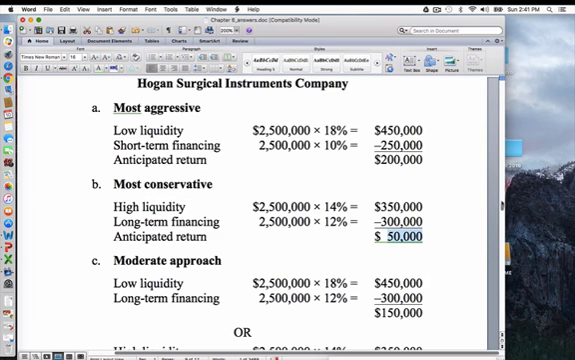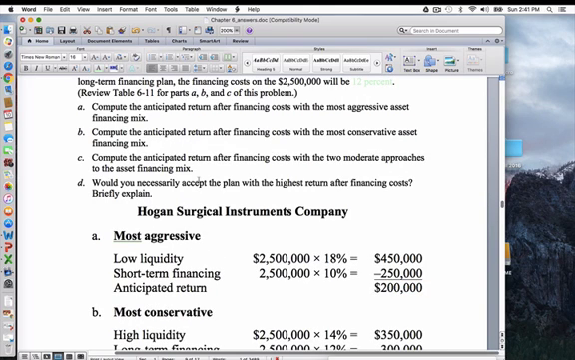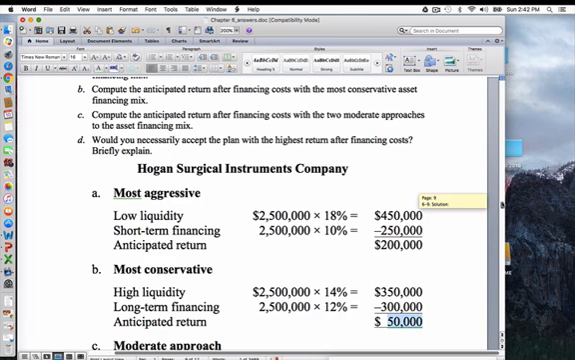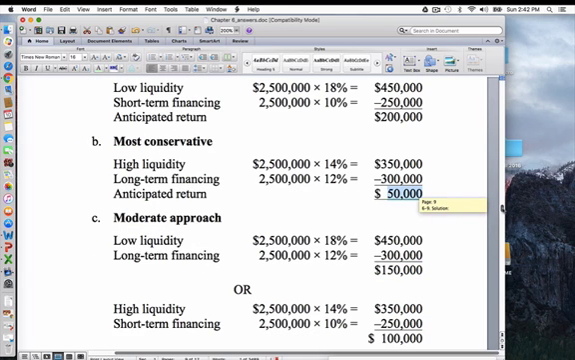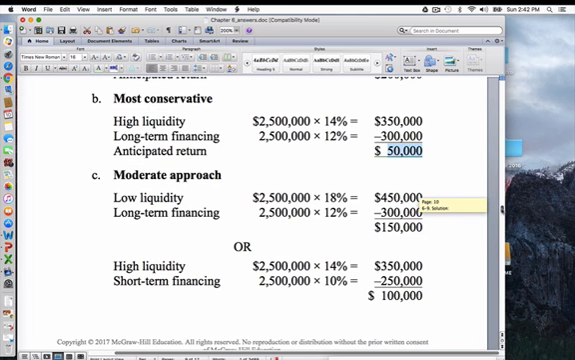And then the other one, at C, says calculate the anticipated return for the other two, the moderate ones. So I'm going to go low liquidity and long-term financing, and then short-term financing and high liquidity. I combine those two plans. With low liquidity, that means I go more aggressively in investing. I make more return, 18%, but then I lock in long-term financing, conservative on this side. So I make 150,000, the difference between those two.